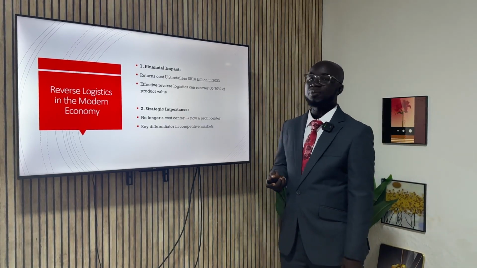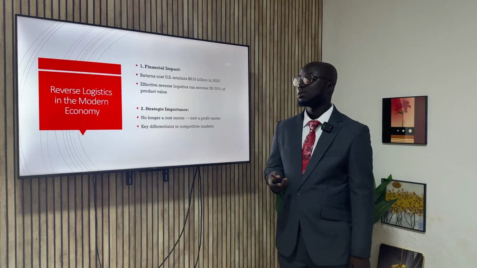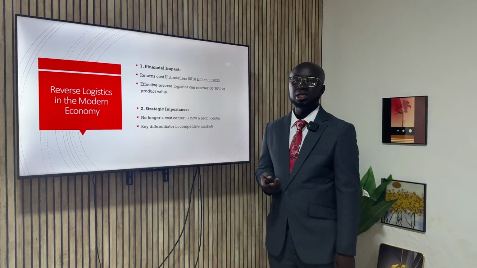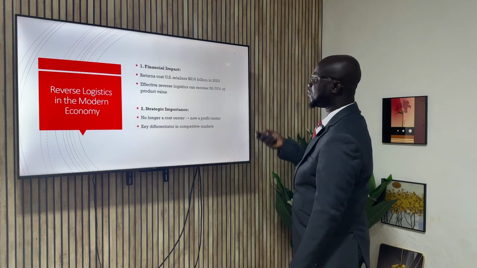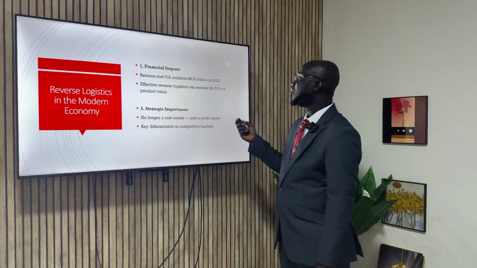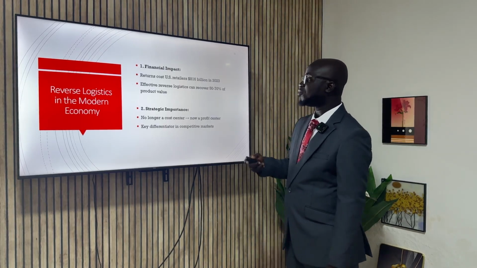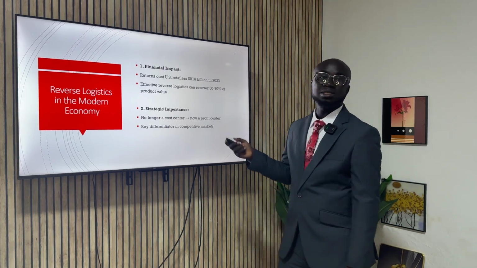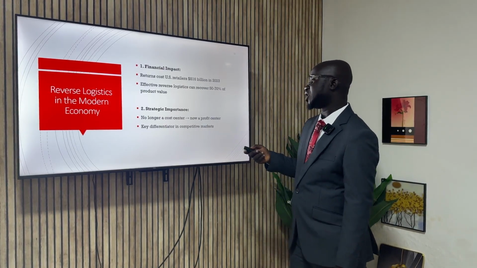Now, reverse logistics in the modern economy. We are looking at its financial impact. What is the financial implication of reverse logistics? First and foremost, the impact is very enormous. US retailers alone lost over 800 billion, that is 816 billion, in 2023. And if we do reverse logistics effectively, we will be able to recover 50 to 70% of the product value.